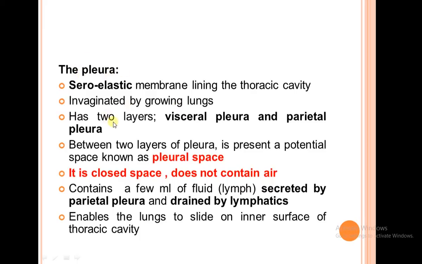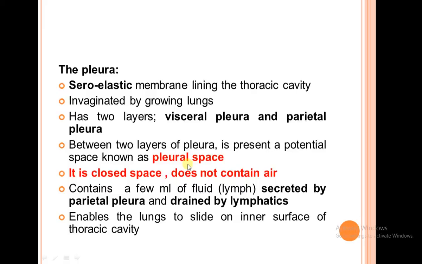Now this pleural membrane has two layers, visceral pleura and the parietal pleura. Now visceral pleura is attached to the outer surface of the lung, while the parietal pleura is attached to the inner surface of the thoracic cavity. Now between the two layers of the pleura there is a potential space which is called as pleural space.